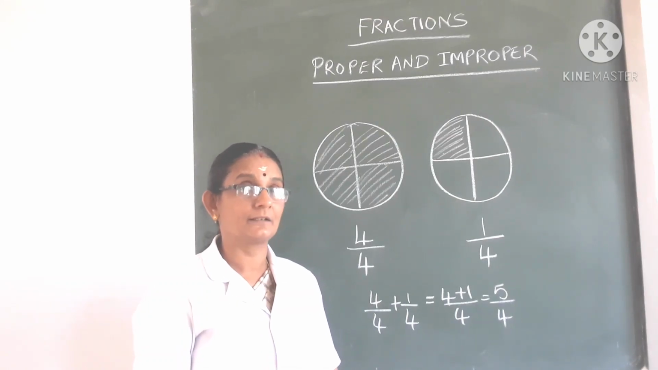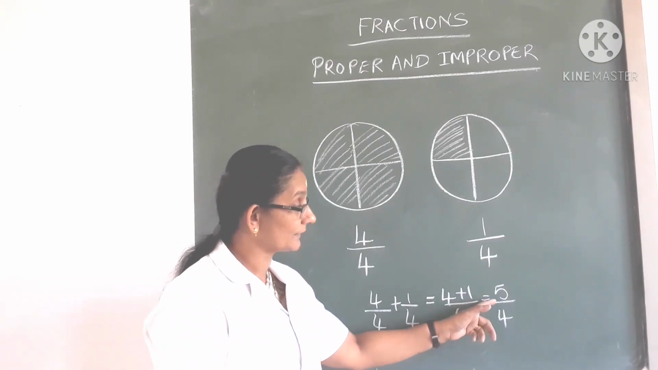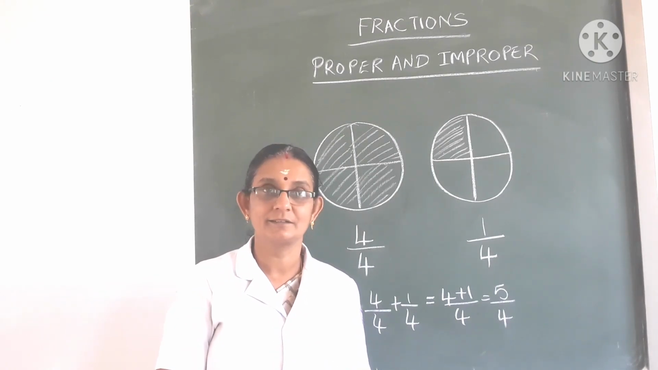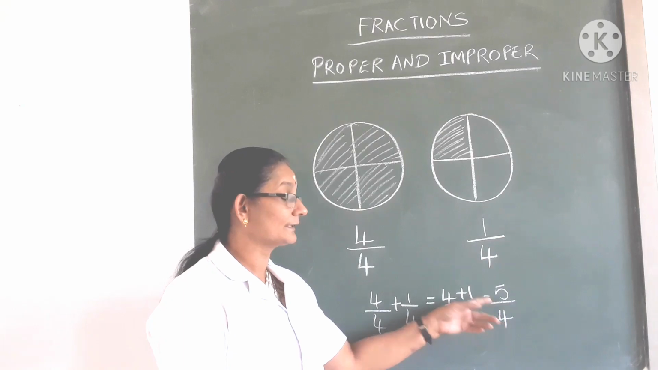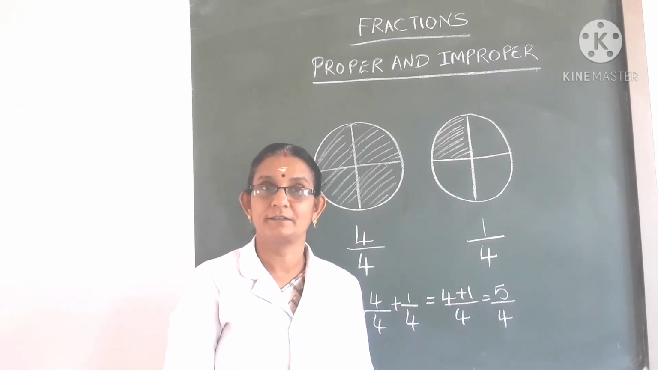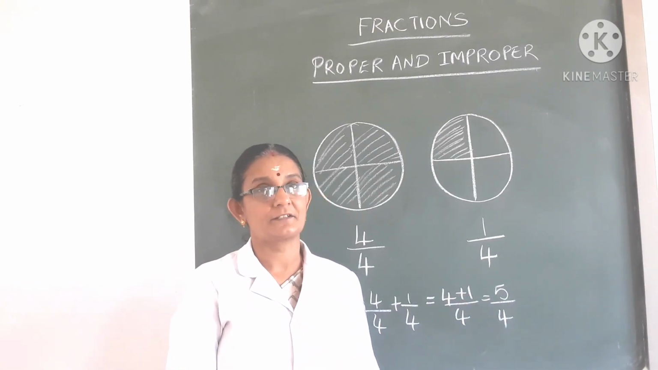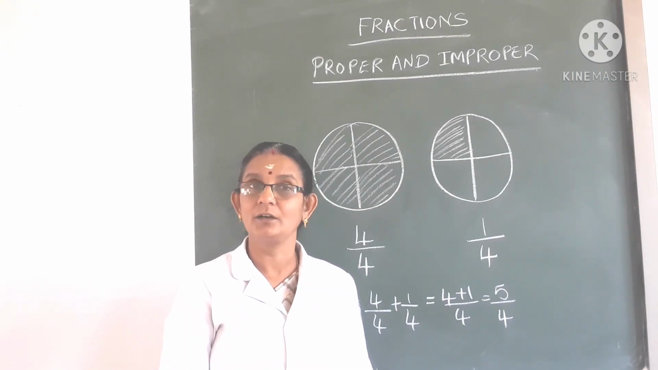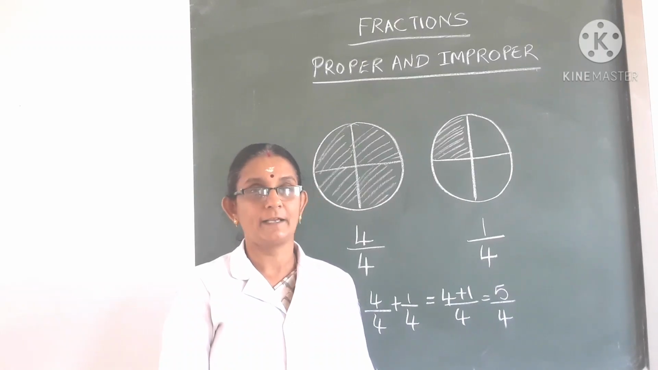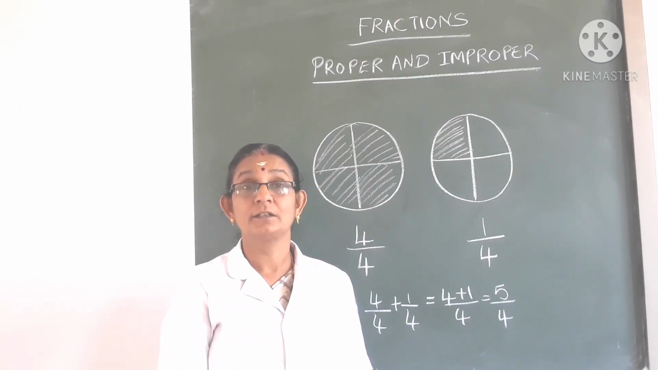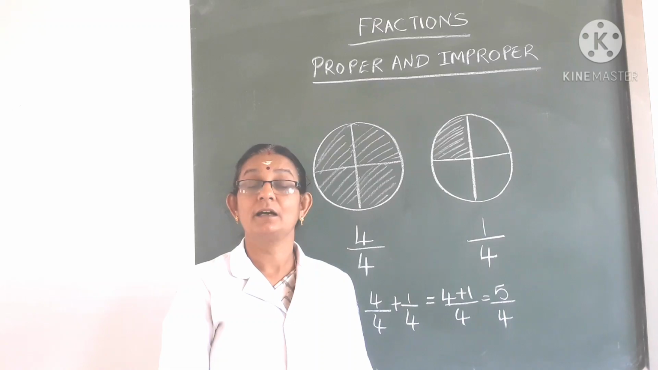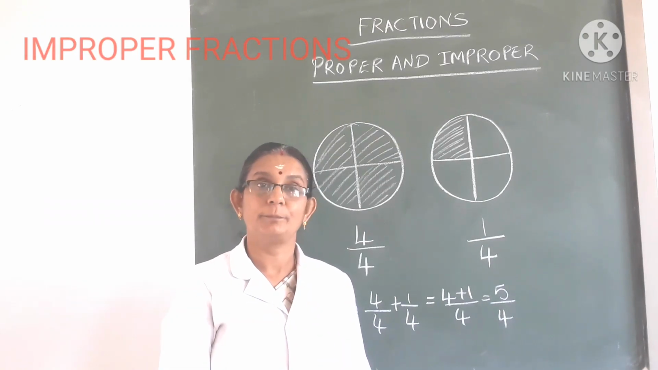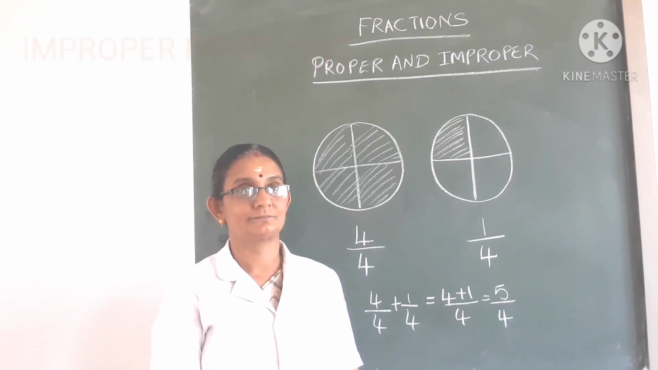Can you see something here? You can see that the numerator is greater than the denominator. Isn't it? The numerator here is greater than the denominator. So, such fractions are called improper fractions. What are they called? Improper fractions. So, fractions in which the numerators are greater than the denominator are called improper fractions.